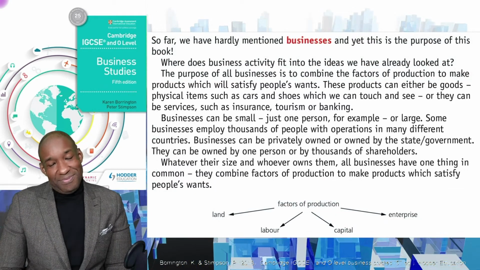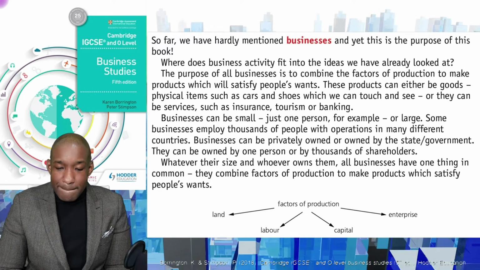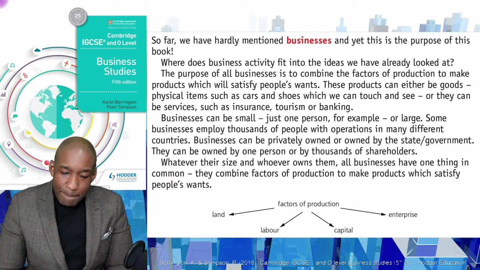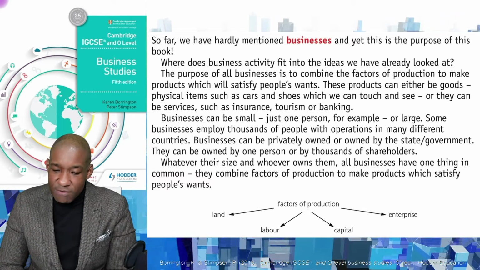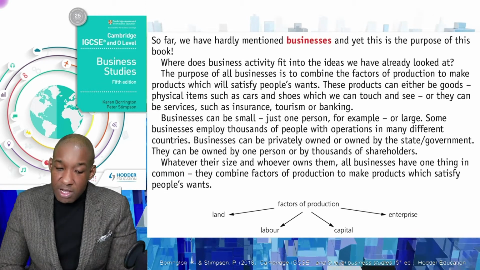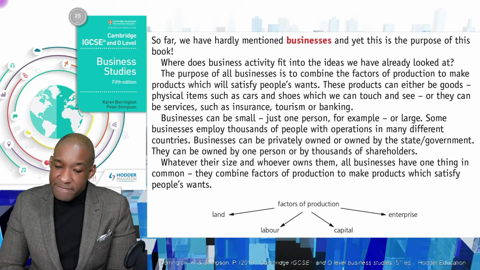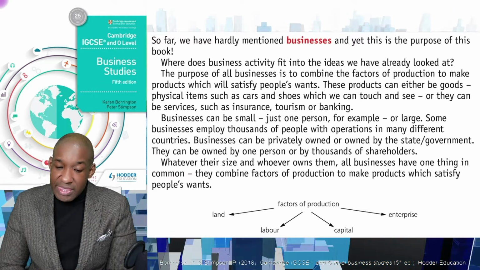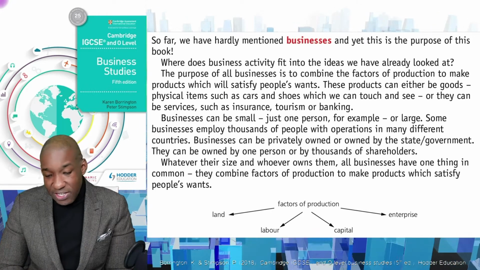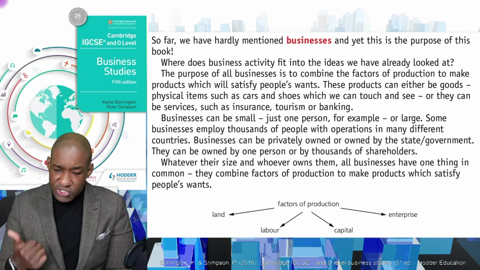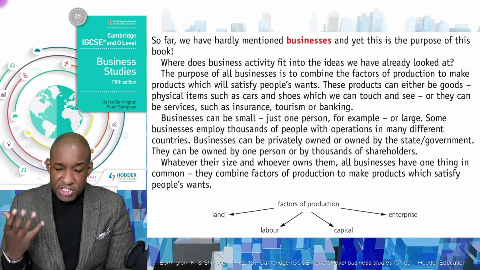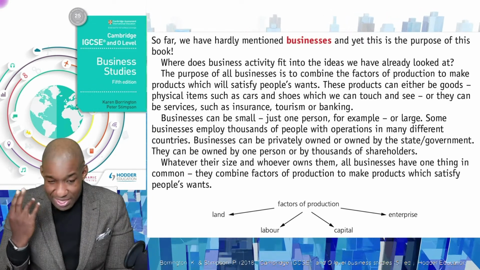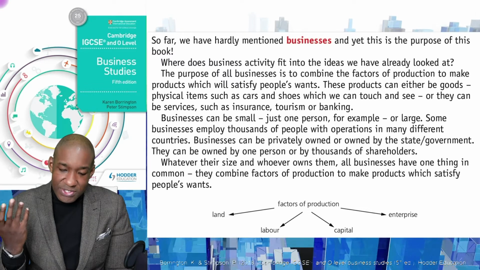So far, as you may have noticed, we have hardly mentioned businesses, and yet this is the purpose of this book. Where does business activity fit into the ideas we have already looked at? The purpose of all businesses is to combine the factors of production to make products which will satisfy people's wants. These products can either be goods, physical items such as cars and shoes that we can touch and see, or they can be services such as insurance, tourism, or banking.